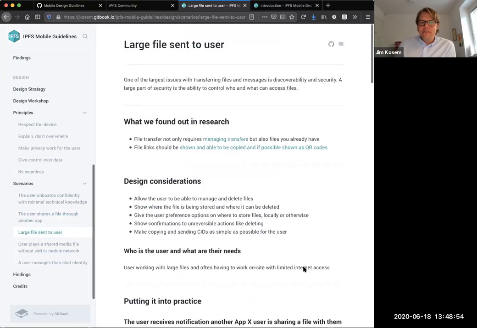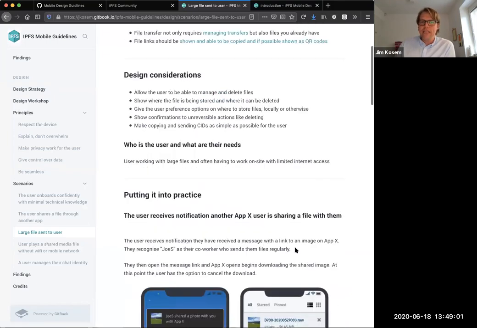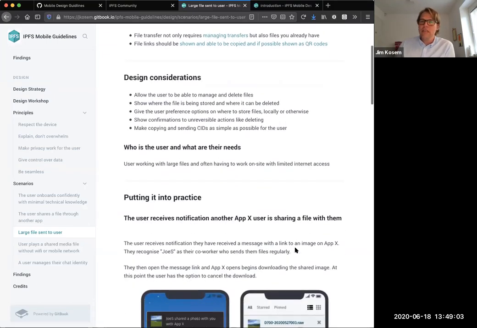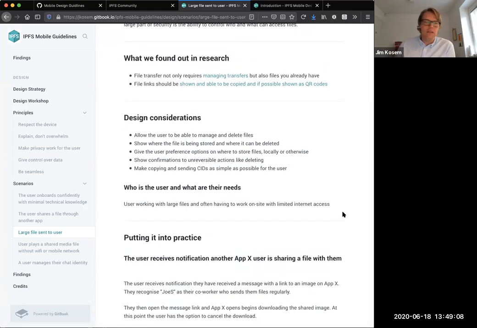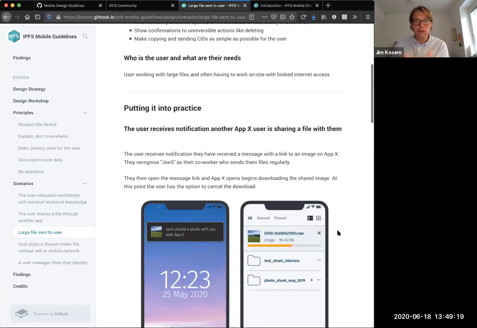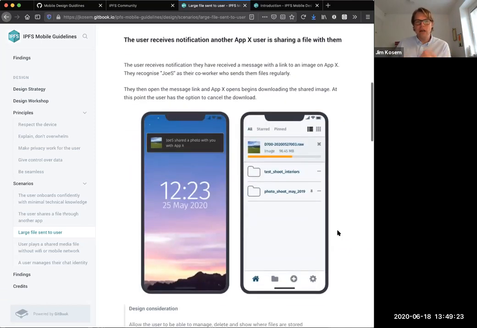And I think it's this one, but we'll find out in a second, that kind of describes that scenario. It looks at somebody working with huge files and potentially limited internet access. This is about looking at the whole transfer process and where the file is and who has it. Here's a potential illustration of how an app would handle that, again in a very mobile specific context.